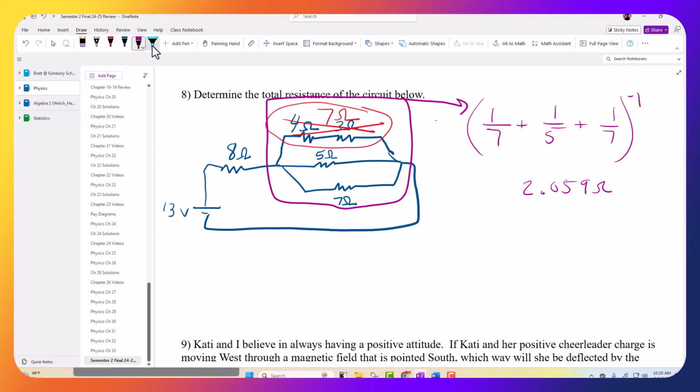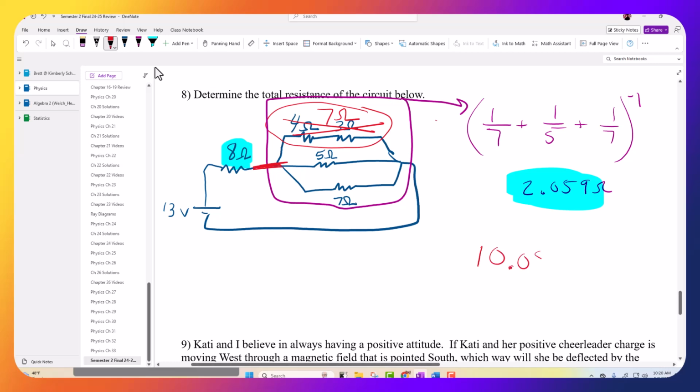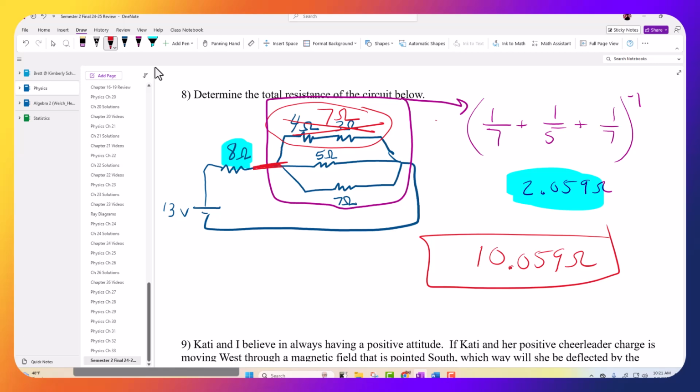Now we want to get the 8 combined with our 2.059. Because those are in series, just a straight line connection, I can just add them and get 10.059, or 10.06, 10.1, whatever number you choose to round to, in ohms. Again, the most common, boneheaded thing I take points off for over and over again is not putting units in problems. So please make sure that you do.